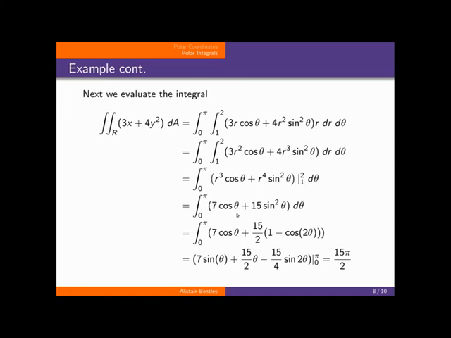So then we have to think about integrating this. And as you recall from Calculus 2, to integrate the sine squared function, we need to use the double angle formula. So we're just going to modify our equation. And of course, there should be a d theta term here as well. Okay, the next step, we're going to actually integrate this function. So we're going to get 7 sine theta, 15 over 2 theta, minus 15 over 4 sine 2 theta, from pi to 0, and that gives us the answer of 15 pi over 2.